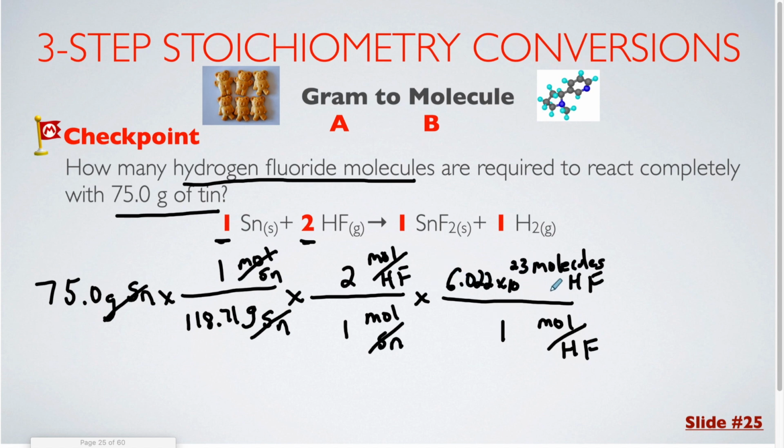Now for this one, since we have molecules, make sure that you are putting that entire number inside of parentheses since it's scientific notation, because otherwise the order of operations will get mixed up and you will not get the correct answer. So from here, I am going to multiply and divide across. I have 3 significant figures from my 75.0, so that means that my final answer should be 7.61 times 10 to the 23rd. And that's going to be molecules of HF.